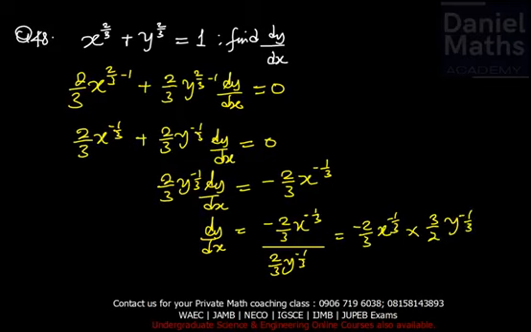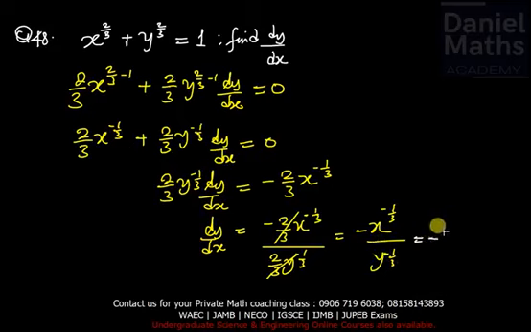Alright, so this is one of the methods I could use, or I could use another method that makes this quite simpler. I'm just going to divide this, so 2/3 will divide 2/3, and what I have left is minus x raised to the power minus 1/3 divided by y raised to the power minus 1/3.